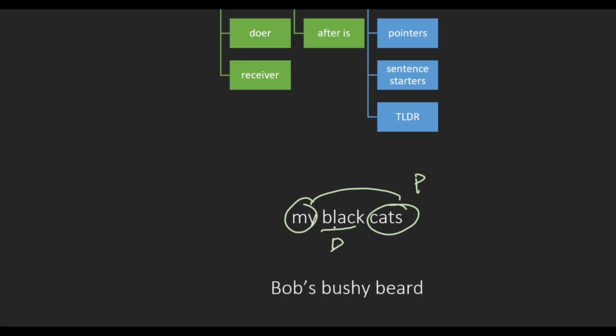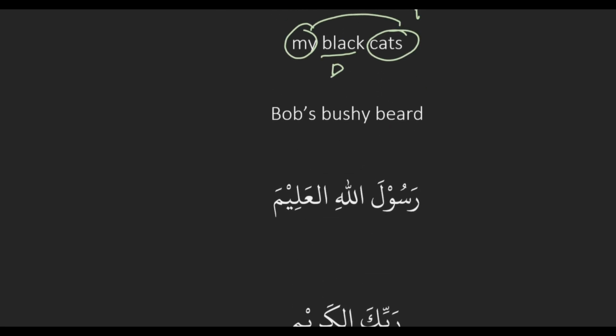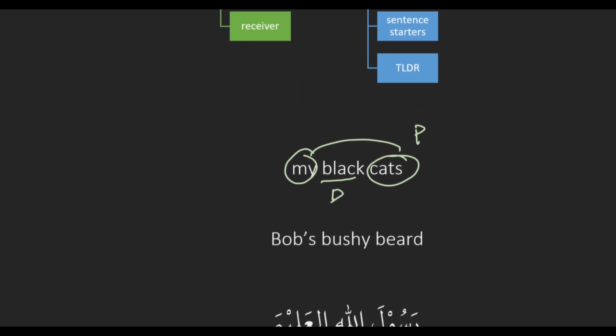What about Bob's bushy beard? Bob's beard is possessive. So Bob has a beard, and bushy is describing Bob's beard. So here we have the same thing. Can you tell me what's happening? Re-explain it to me. So bushy is describing the entire possessive fragment because it's describing Bob's beard in particular.